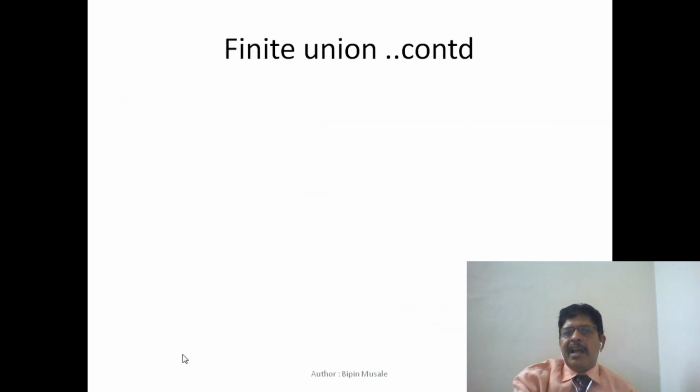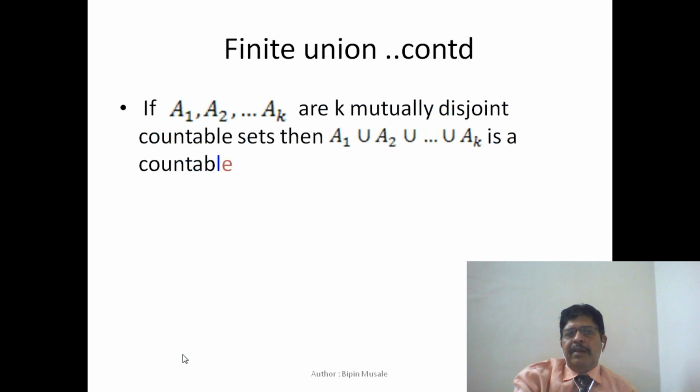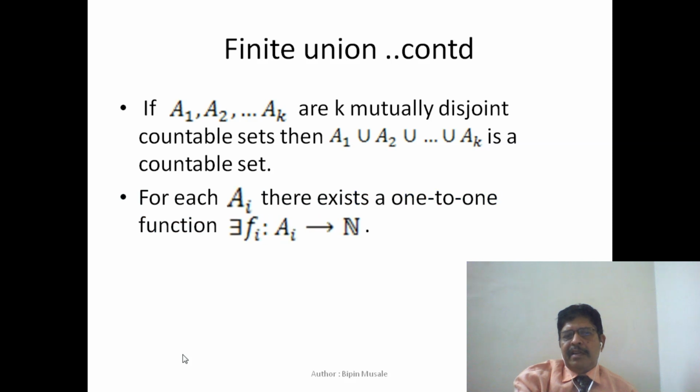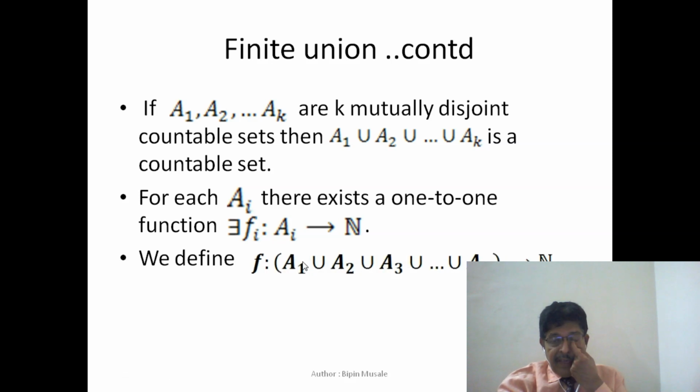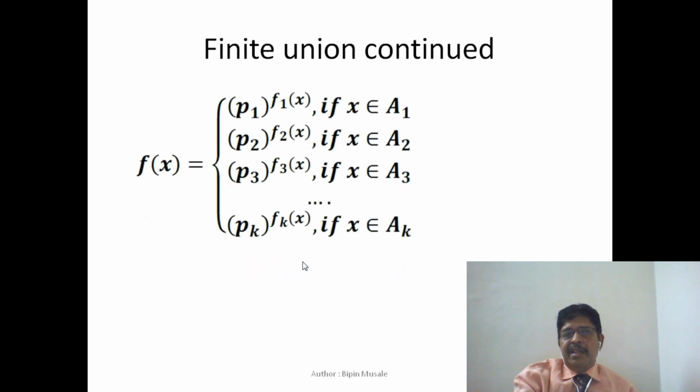Now the same idea can be applied to any finite union of countable sets. That is, if A1, A2, up to Ak are k mutually disjoint countable sets, then their union is also a countable set. Because each of these sets is countable, there exists a corresponding injective function from that set into the set of natural numbers. And now we can define a function from this union into the set of natural numbers in this fashion.